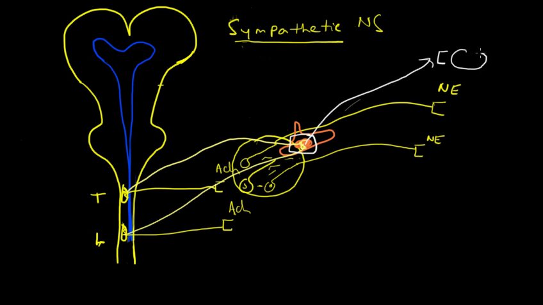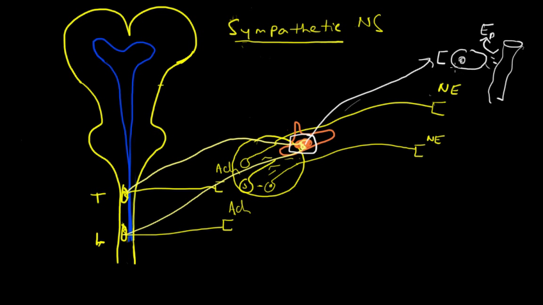And instead of the cell then sending off a second relay, what it does is it releases a hormone directly into the bloodstream. So imagine this is a blood vessel, and this is a hormone. And the hormone used is similar to norepinephrine, just slightly modified. It's epinephrine or adrenaline, norepinephrine or noradrenaline. And these cells are called pheochromocytes.